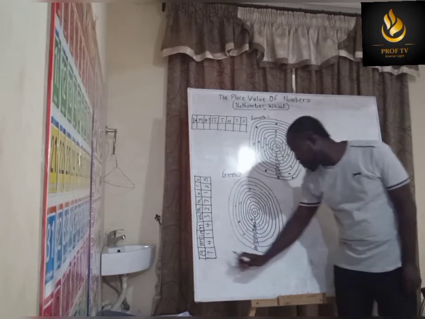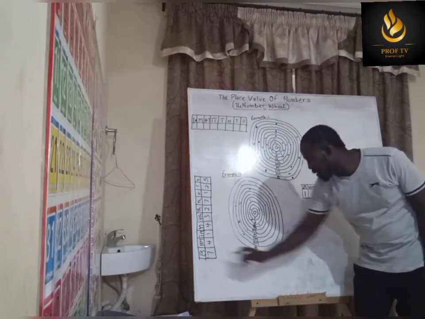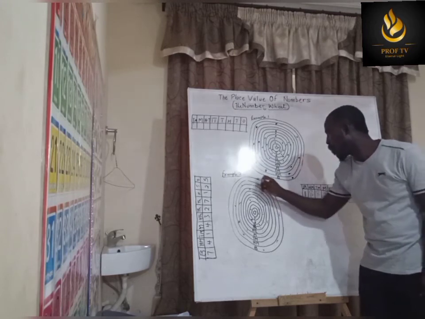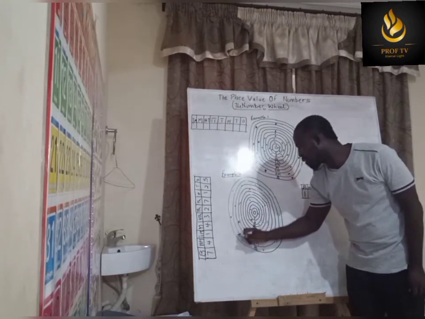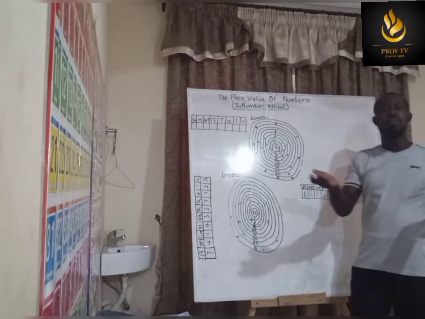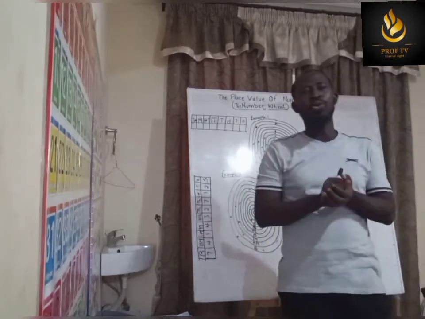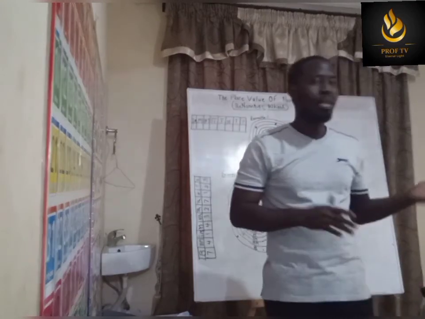Then we come to our billion. So we are here, 7. 1, 2, 3, 4, 5, 6, 7. This is maths made easy. I hope you will try more examples.